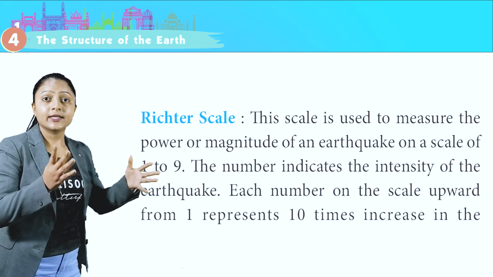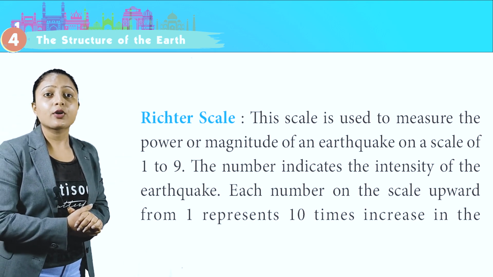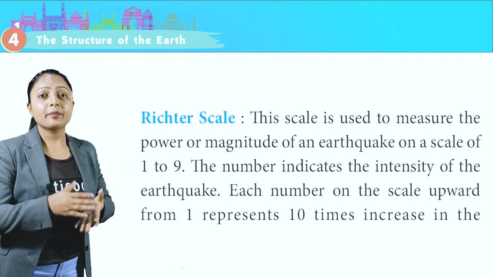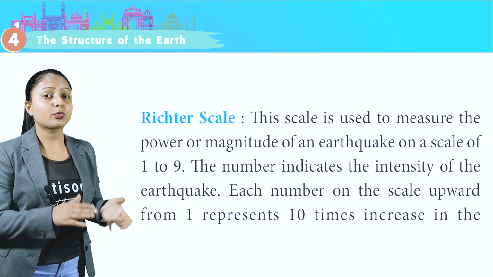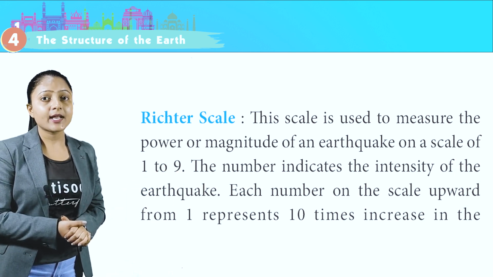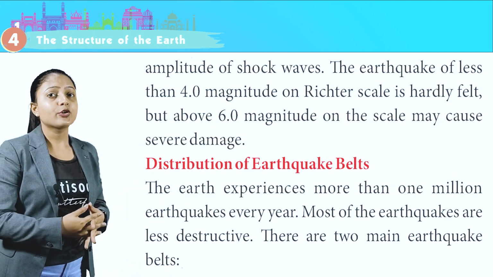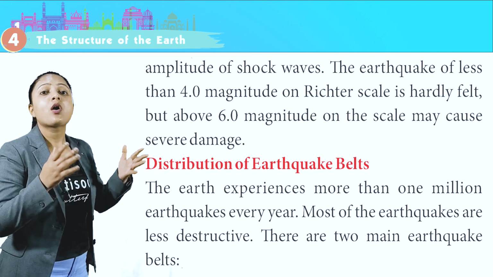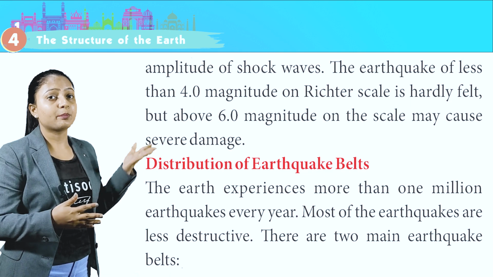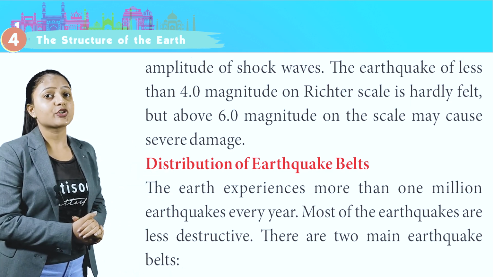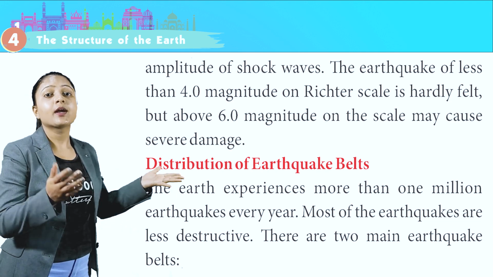Richter scale. This scale is used to measure the power or magnitude of an earthquake on a scale of 1 to 9. The number indicates the intensity of the earthquake. Each number of the scale upward from 1 represents a 10 times increase in the amplitude of shock waves. An earthquake of less than 4 magnitude on the Richter scale is hardly felt, but above 6 magnitude on the scale may cause severe damage.